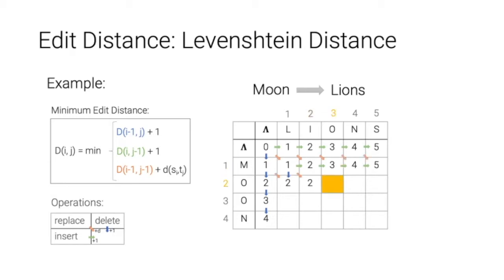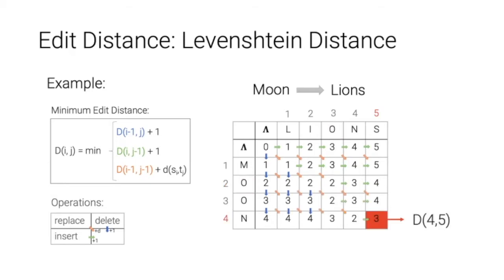If we continue calculating the subproblems, we come to the cell here. This one is special because we compare the O from moon with the O from lions. The distance between these two letters is 0, which is why the third operation will be the one with the lowest costs. We simply could use the value d of i minus 1, j minus 1, so the result would be 2.